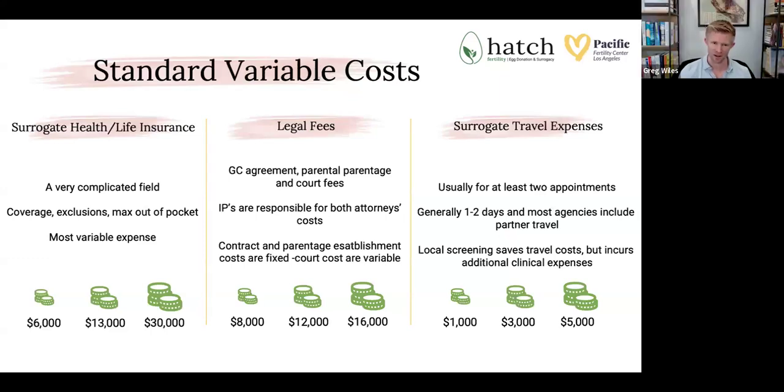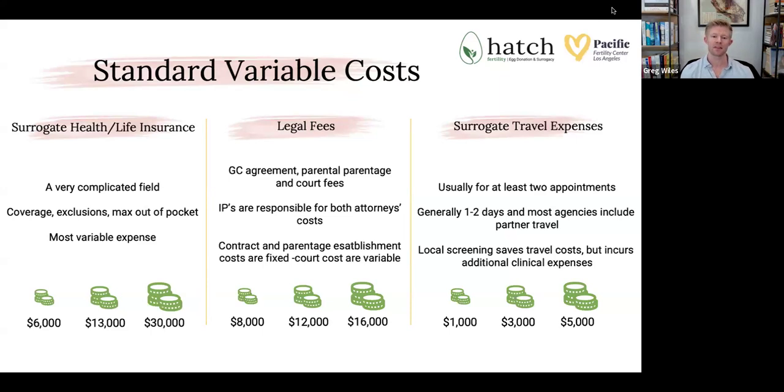But now we're going to talk about the variable costs. These are things where you don't know what they're going to be when you sign up, and you may not even know what they're going to be when you match with your surrogate. There are going to be estimates provided, but when it all shakes out, it could be more or less than these amounts, and they can vary wildly in some cases.